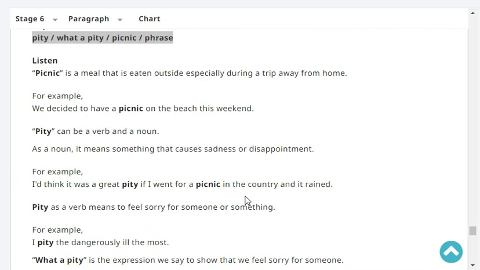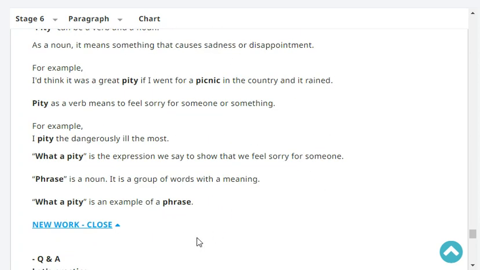Okay, listen. Picnic is a meal that is eaten outside, especially during a trip away from home. For example, we decided to have a picnic on the beach this weekend. Pity can be a verb and a noun. As a noun, it means something that causes sadness or disappointment. For example, I think it was a great pity if I went for a picnic in the country and it rained.